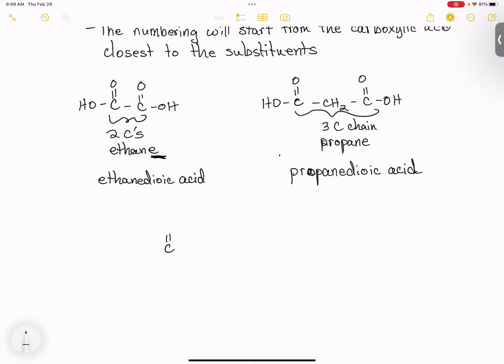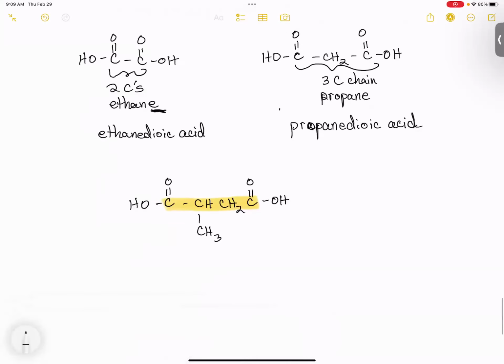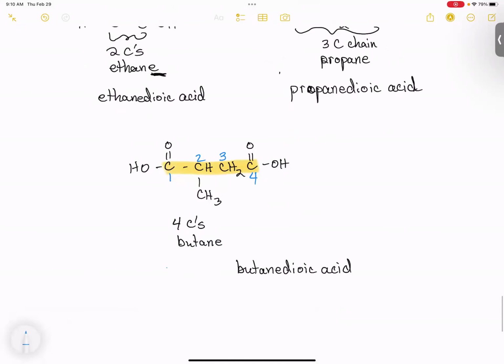If I had C double bond O, OH, CH, CH3, CH2, C double bond O, OH, the longest carbon chain is a 4-carbon chain. So this is from butane. So the parent is going to be butane dioic acid. But I do have to include that methyl group. And when I number it, I want to number from the one closest to the substituent. So this would wind up being 2-methylbutane dioic acid.